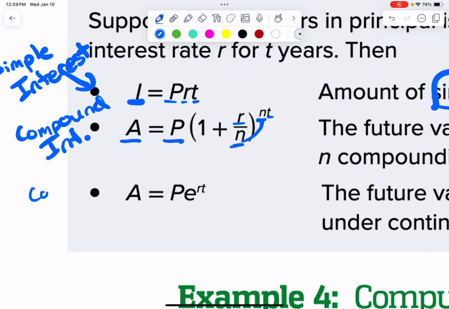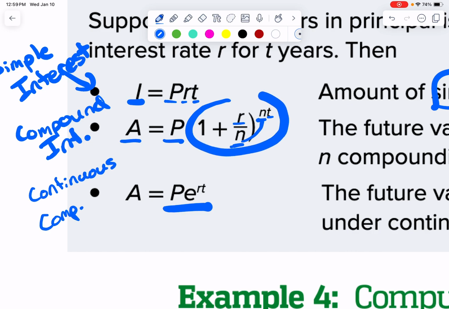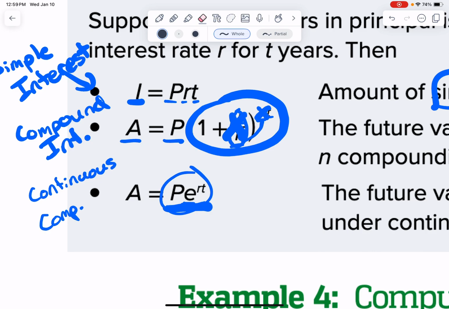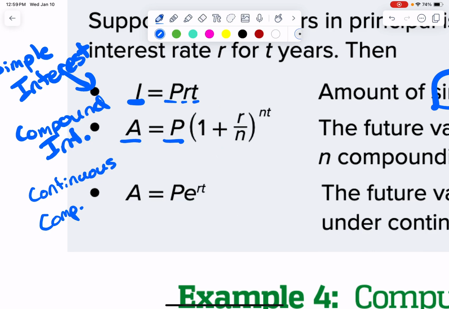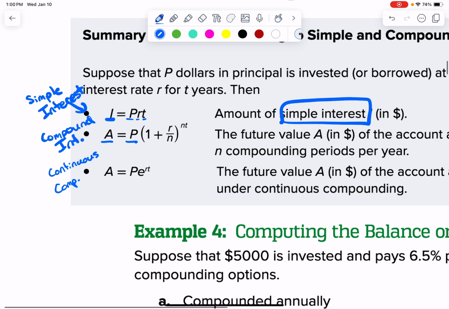Then this one is continuous compounding, which means that if you would compound every millisecond or whatever, this is the value that it would approach, because the larger that value of x gets, the closer it approaches e. So continuous compounding, I call this PERT, that's what it looks like in the formula. So continuous compounding is PERT: A equals P e to the rt power. Those are the formulas that you use depending on what kind of compound interest you are dealing with.